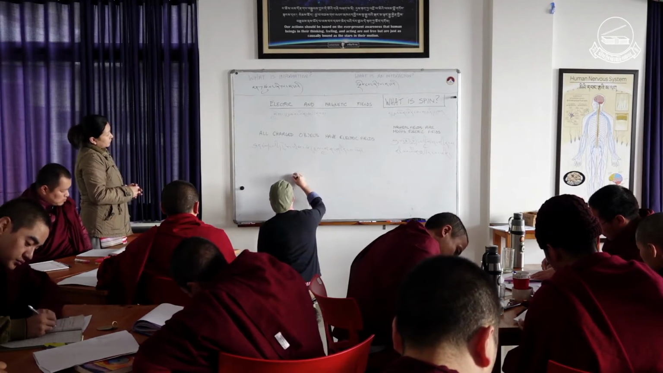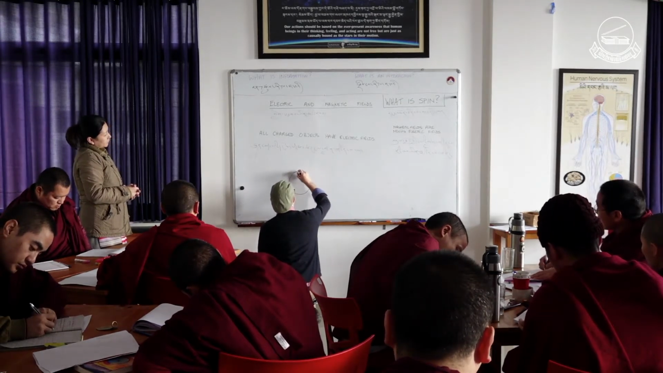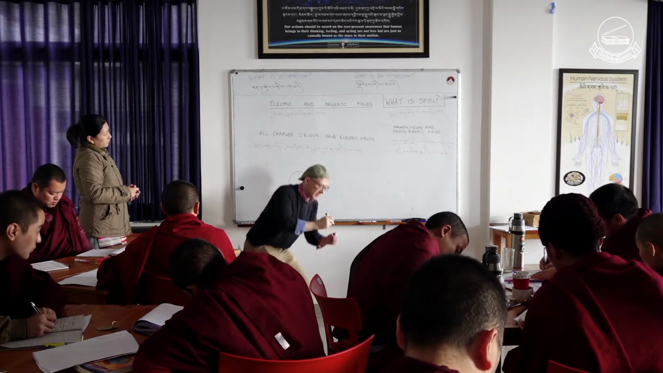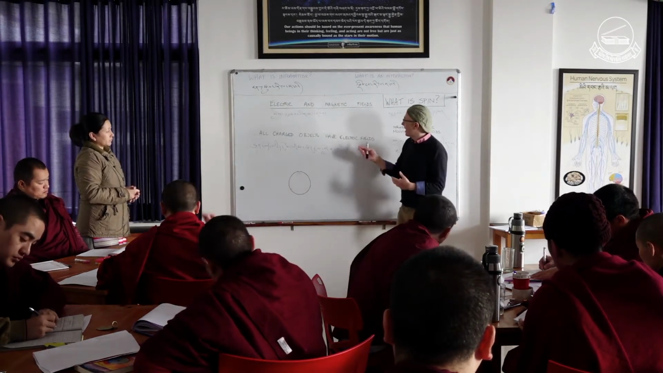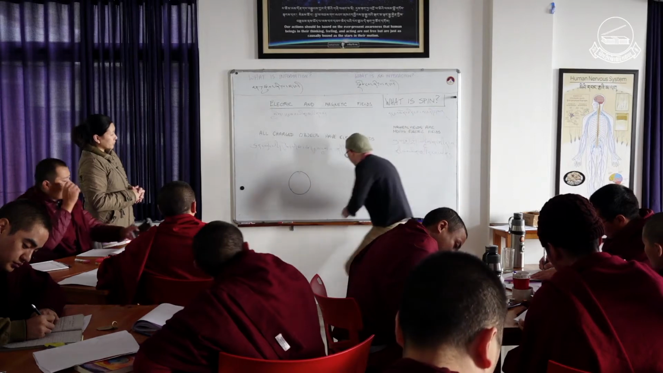Okay, so an electron is a charged object, meaning it has an electric field, right?